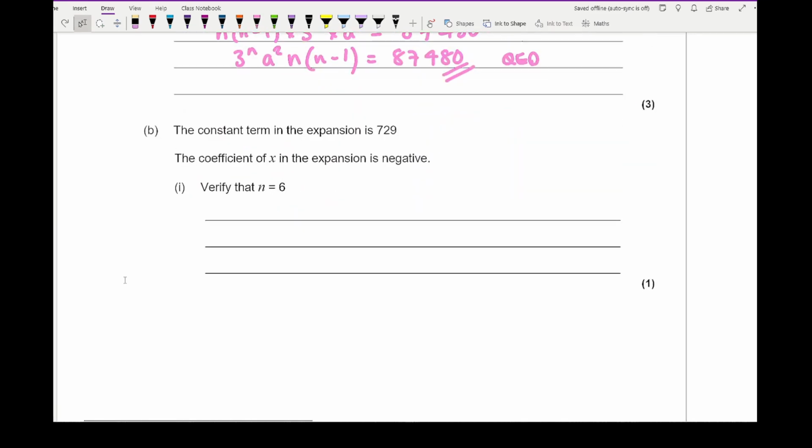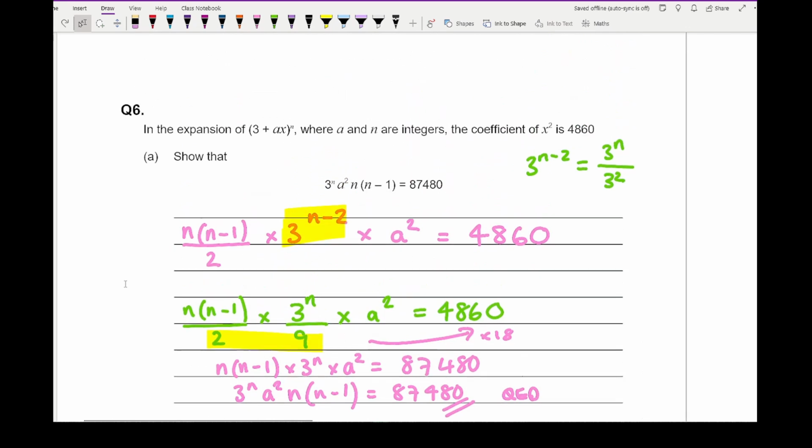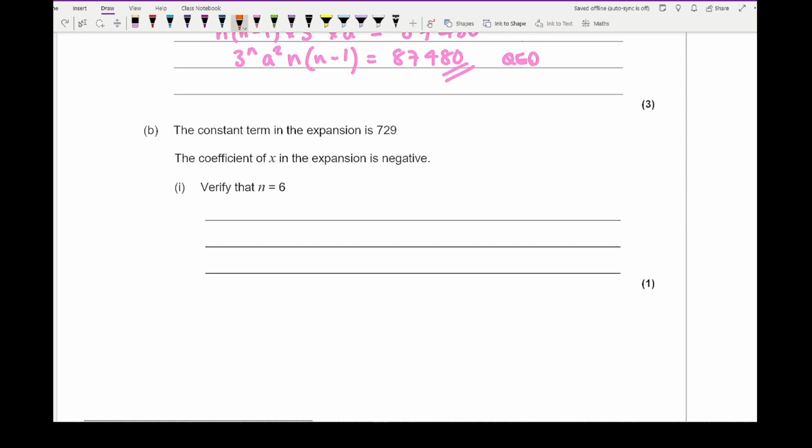Now moving down to part B, it says the constant term in the expansion is 729. If the coefficient of x in the expansion is negative, verify that n equals 6. So for this, looking at the original expansion here, our constant is going to be 3 to the power of n. So that means that 3 to the power of n is equal to 729. And what I want to do is show that n equals 6.